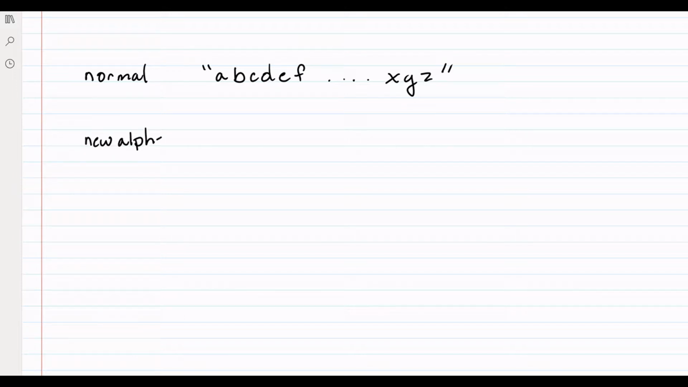Okay, and then what we can do is create a new alphabet based on the shift value that we wanted. So if we wanted a shift value of only 1, then A would become B, B would become C, C would become D, E, F, G, etc. Okay, and then you'd have Y, Z, and then Z would wrap around to the start of the alphabet and become A.